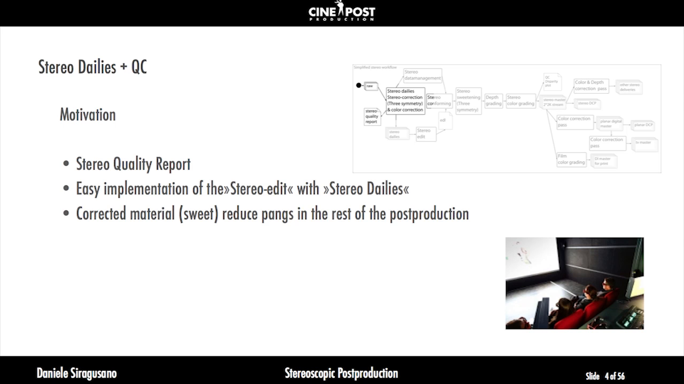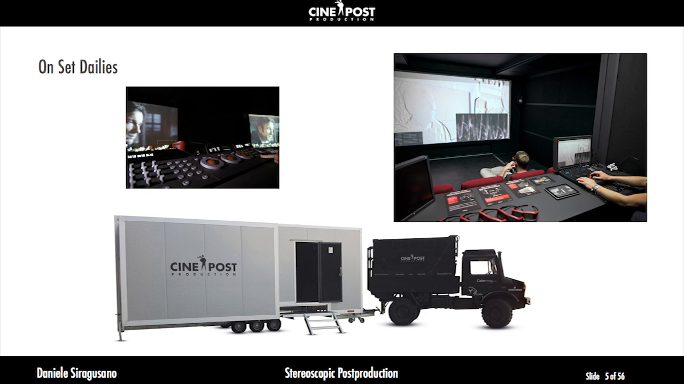Later on we will see that if we're doing the dailies stereoscopically, the editing in the editing suite is achieved pretty easily because of the stereo dailies. You have to imagine that if a cutter at the back end wants to cut 8 hours a day with the glasses on, they need corrected images, corrected for geometric distortions and color distortions. Corrected material reduces the pains and the fatigue in the rest of the post-production workflow. So this is the motivation.